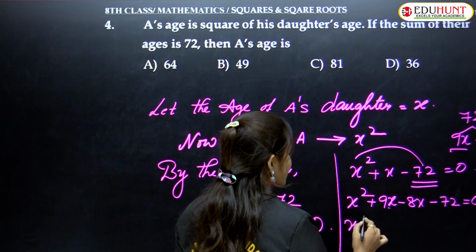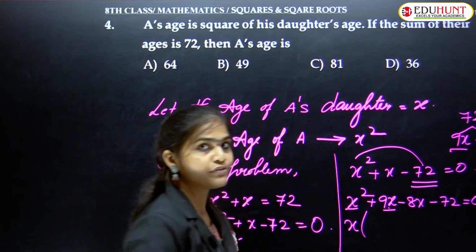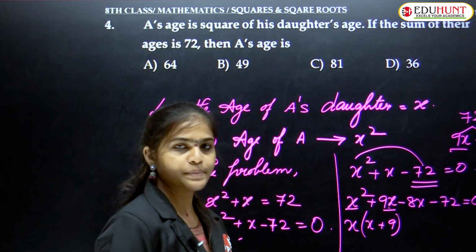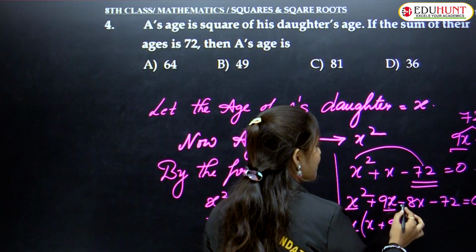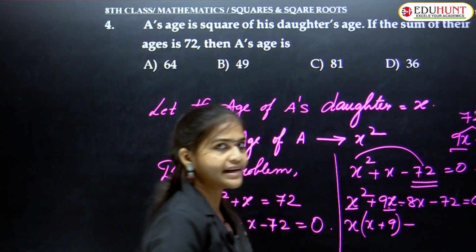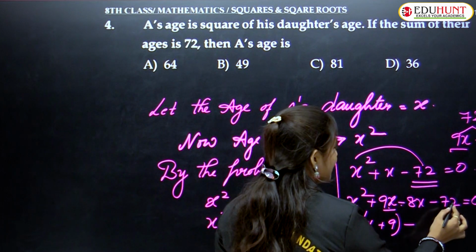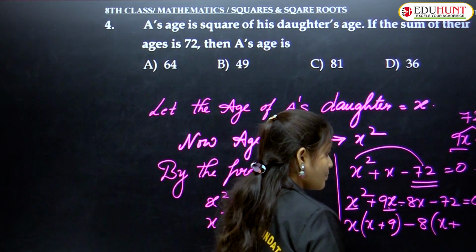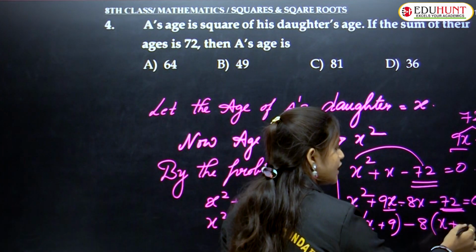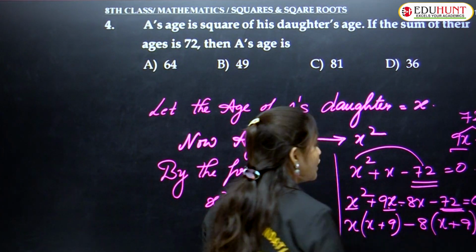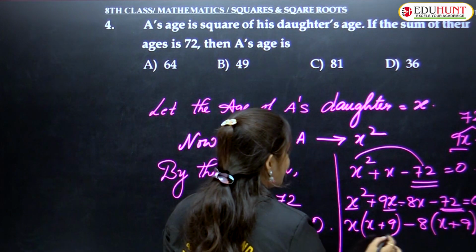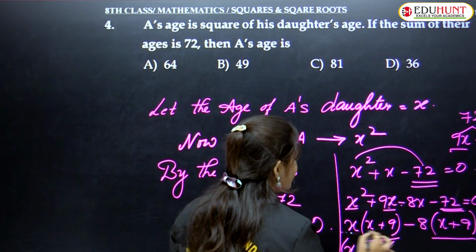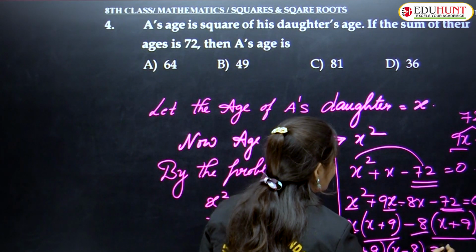So x square. Take x as common from the first two terms, then the leftover is x plus 9. From the other two terms, minus is there, so take minus as common, and 8 is common. Since we already took minus as common, that becomes plus. 8 into how much is 72? 8 nines are 72, which is equal to 0. Understand? Again x plus 9 is common, so take x plus 9 as common, and the leftover is x minus 8 is equal to 0.